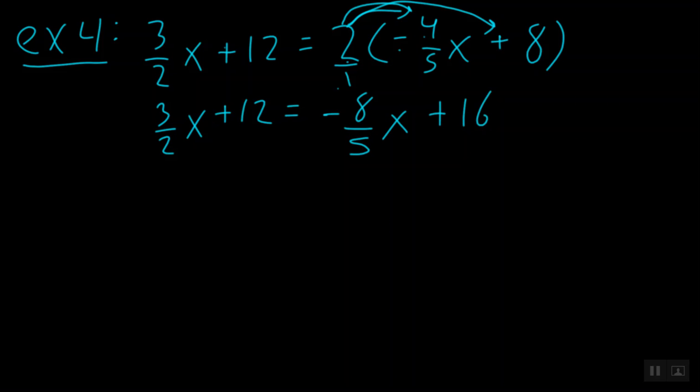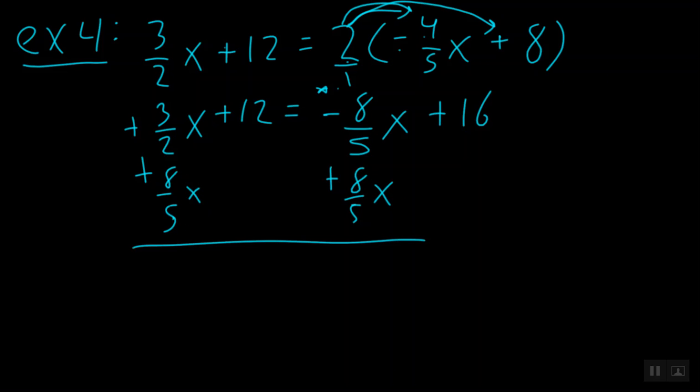Now from here, we go to our second question. Are my variables together? And they're not, so we'll move the smaller one. If this one is positive and this one is negative, well, of course, we're going to move the negative. So we will add 8 over 5x. And then from there, we know that we actually have to do a little fraction addition.